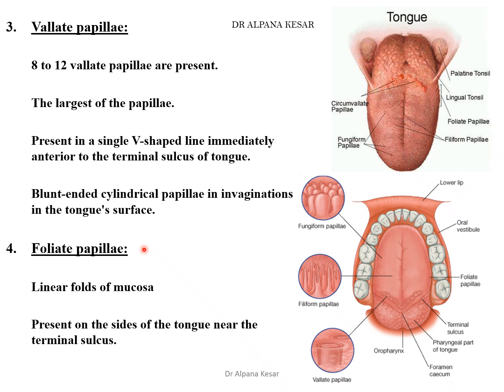Foliate papillae are linear folds of papillae, or rather linear folds of mucosa present on the sides of the tongue close to sulcus terminalis. They have taste buds present in their wall.